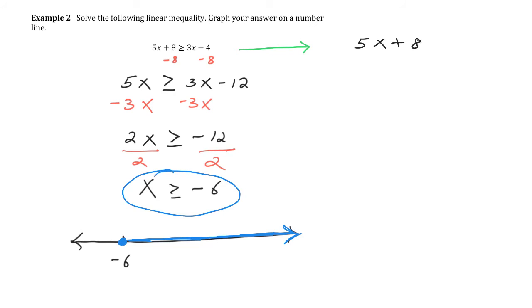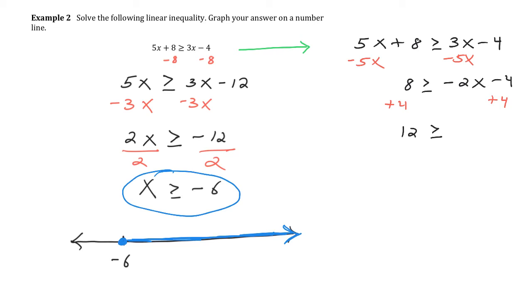5x plus 8 is bigger than or equal to 3x minus 4. So this time I'm going to switch it around where I'm going to subtract 5x from both sides as my first step. So I'll start by subtracting 5x. I get 8 is greater than or equal to negative 2x minus 4. I would now add 4 to both sides. So I get 12 is greater than or equal to negative 2x.